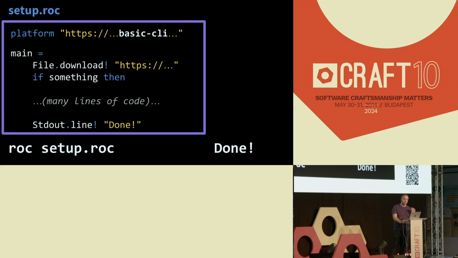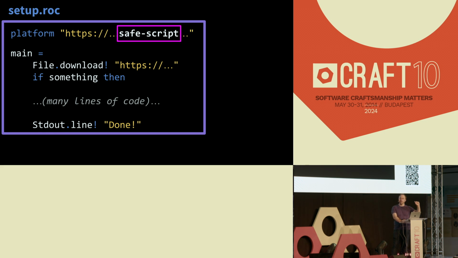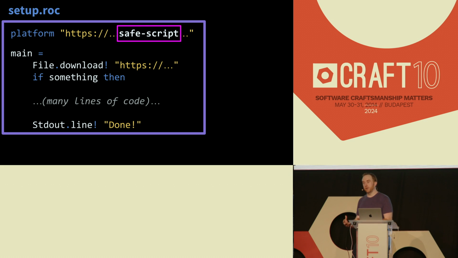Let's say that I do nothing else, but all I do is I change that one line where the platform is basic CLI, and I change it from basic CLI to safe script. Now this is something that's not out yet. People are still working on it, but the basic idea of safe script is that it's a drop-in replacement for basic CLI. So it has all the same APIs, all the same file.download and standardout.line and all those types of rock functions. What's different is the implementation behind the scenes. The platform is different. The underlying Rust code that runs all of those I/O primitives is completely different in safe script. And the way that it's different is it introduces sandboxing.